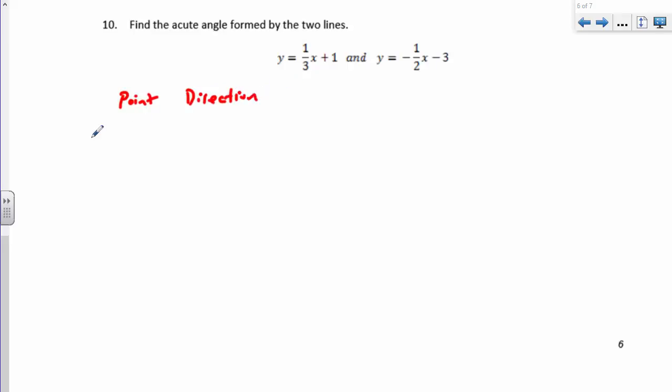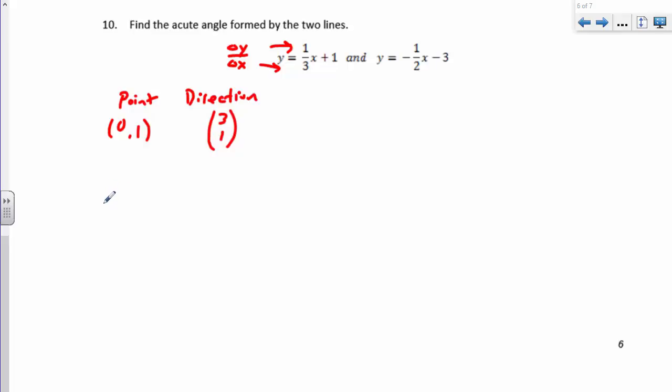To find a point, if I plug in 0 for x, this will be 0 times a third, which is 0, plus 1. So the point will be (0, 1). The direction is the slope, except we're going to take these two numbers. We know the slope of a line is delta y over delta x, so this is a y displacement and that's an x displacement. We're just going to flip these numbers upside down to find a directional vector. So this one will actually be (3, 1), because here x is on top and y is on bottom.